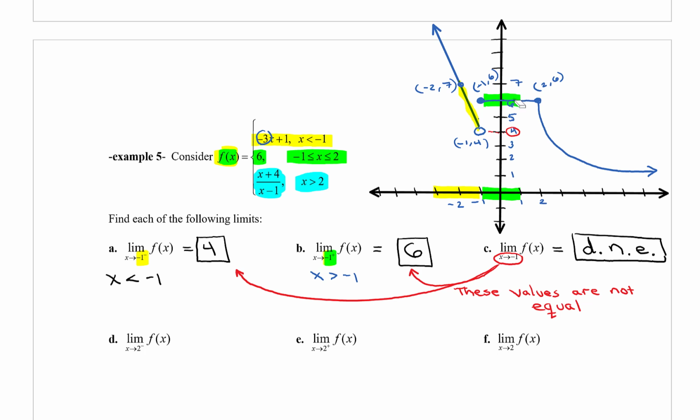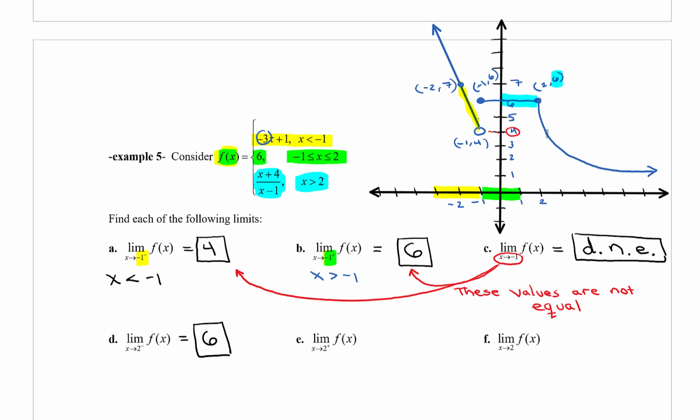I'm going to erase the green highlighting I did on the function, and I'm going to highlight in blue coming in from the left-hand side on the function towards x equal to 2, and I'm going to highlight the 6, that's the y coordinate for that ordered pair 2, 6. So it looks like the limit as x approaches 2 from the left of f of x is equal to 6.